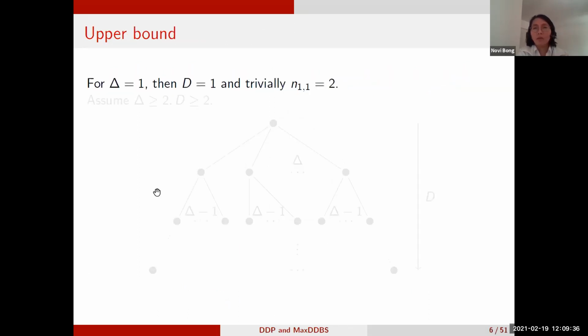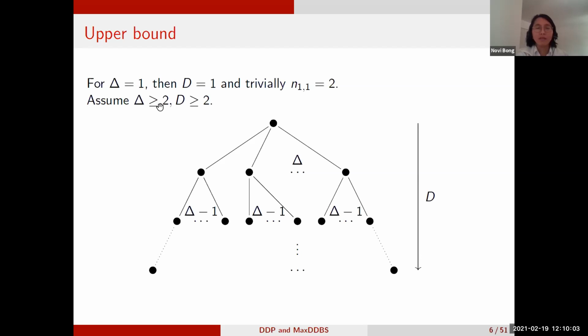Now, what is the upper bound for this problem? If you look at the maximum degree equal to 1, then the diameter can only be 1, and the order is 2. So we assume that the maximum degree is greater than or equal to 2, so the diameter is also greater than or equal to 2. We want to see how many vertices we can have in this problem.